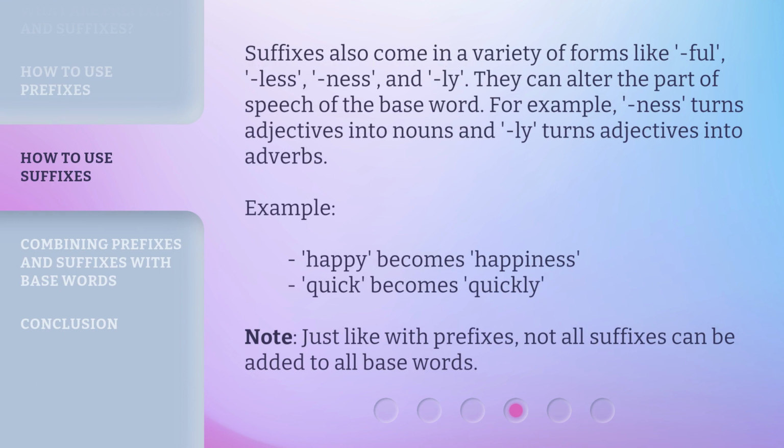Suffixes also come in a variety of forms like ful, less, ness, and ly. They can alter the part of speech of the base word. For example, ness turns adjectives into nouns and ly turns adjectives into adverbs. Example, happy becomes happiness. Quick becomes quickly. Note, just like with prefixes, not all suffixes can be added to all base words.